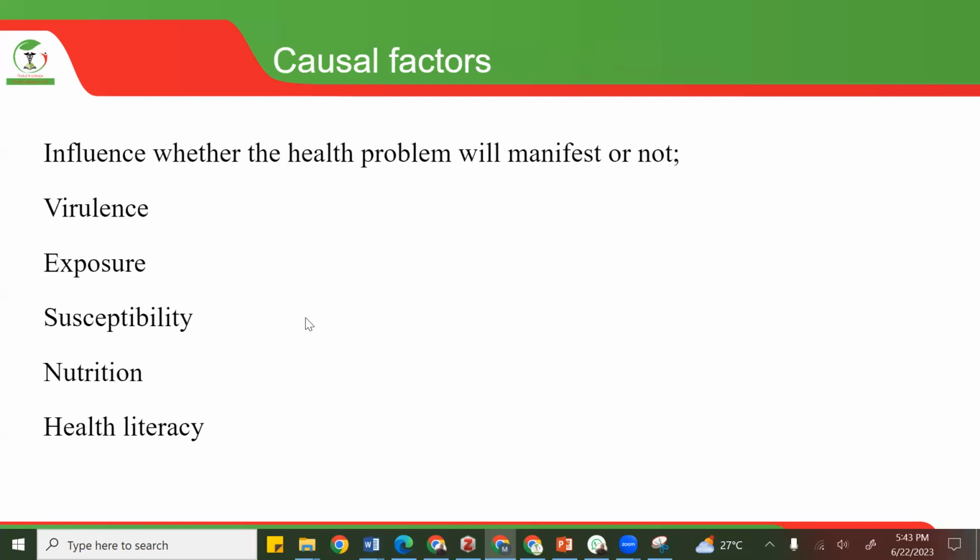And then we look at now the causative factors. These ones influence whether the health problem will manifest or not. So if you have cases of malnutrition, then most likely it is because of deficiency of nutritious foods. Or it is because people have been exposed to virulent microbes. Or is it because they have a weak immune system? So that means they have increased susceptibility to infections, something like that. So these are the causative factors.